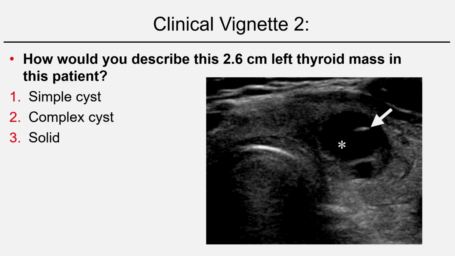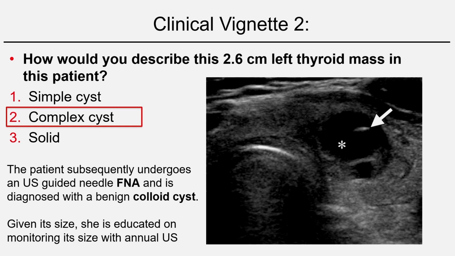All right, well, you do this exam of the thyroid and you see a lesion. You see that the lesion is partly anechoic, but it has a couple of septa and you have some debris inside of this. Would you call this a simple cyst, a complex cyst, or a solid mass?